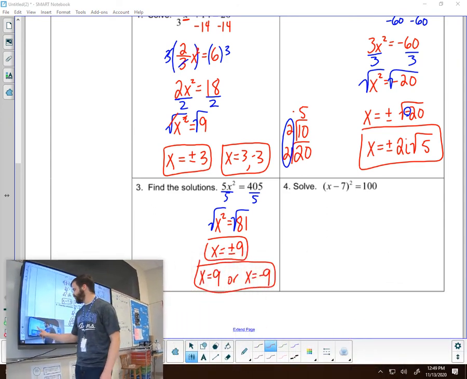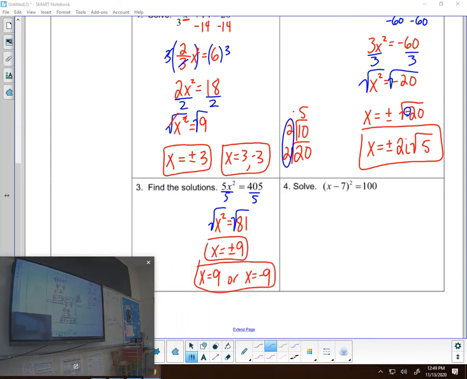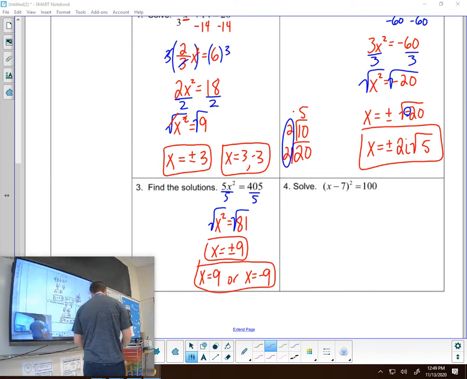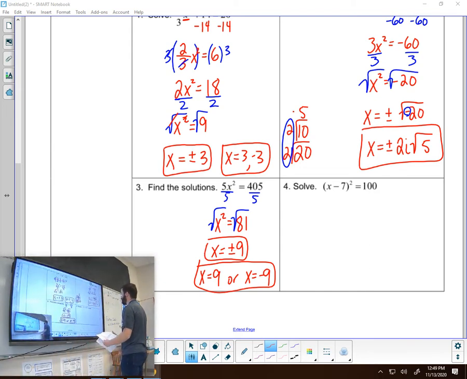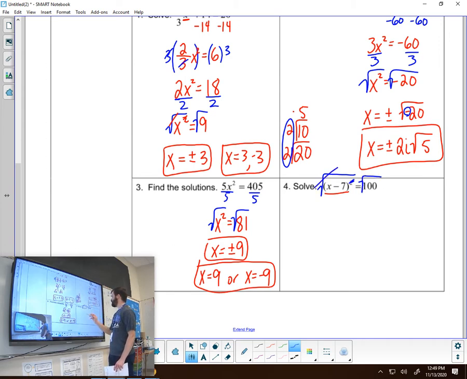Okay? All right, now let's move over here. And let's take a look at this guy, number 4. So number 4, we have x minus 7 squared equals 100. Look at this. This whole x minus 7 is being squared, the whole thing. So that means that I can square root this entire side to cancel out that little guy. Okay? So we're also going to square root this side. So that means we're going to get x minus 7 equals plus or minus the square root of 100, which is 10.